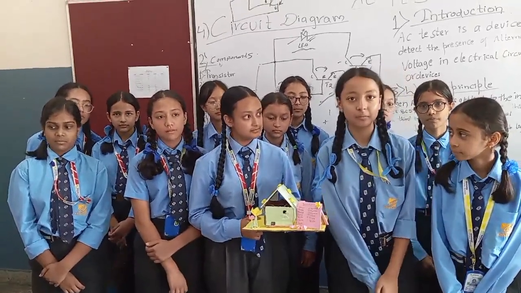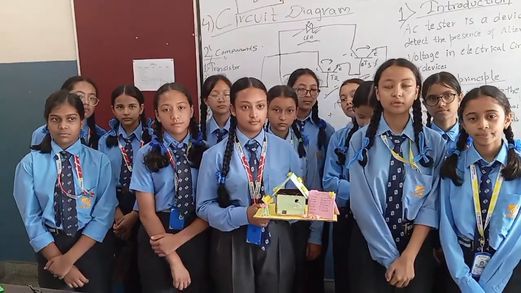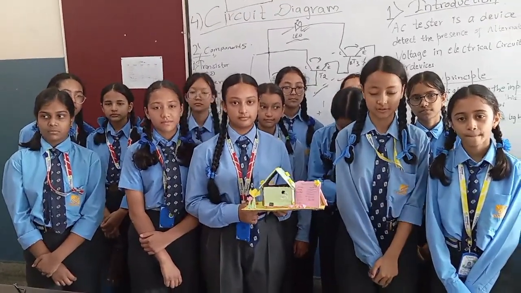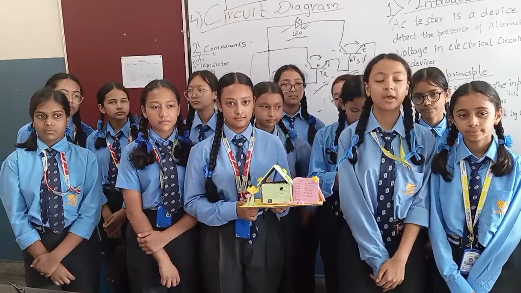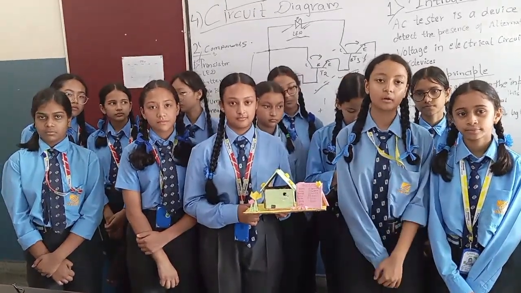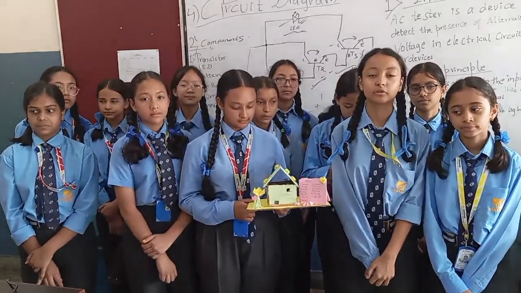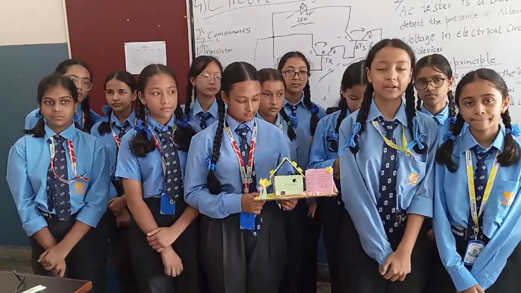The LED bulb lights when it reaches the first transistor and it flows into the second and third transistor, which amplifies the signal. At the end, as a result, the LED lights up, which shows that the AC alternating current is present.